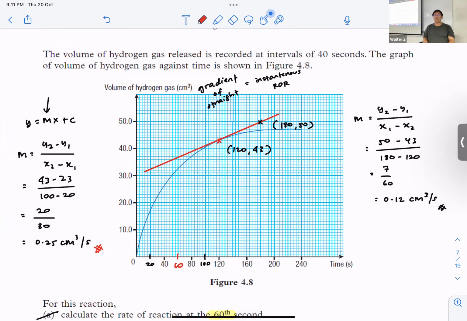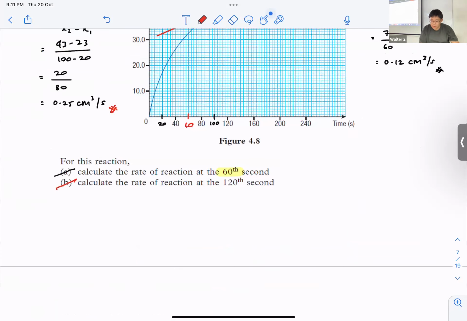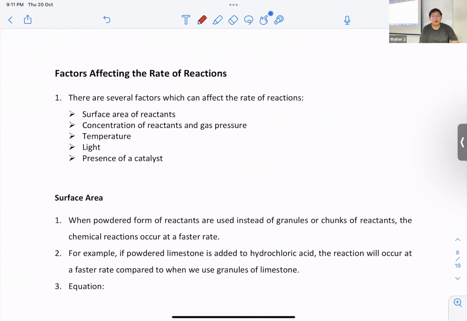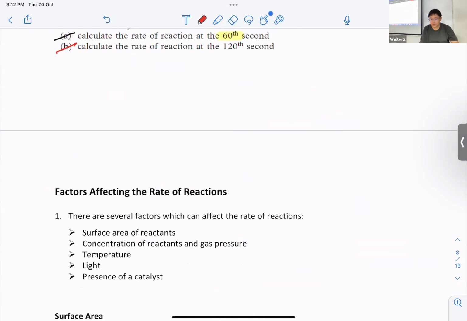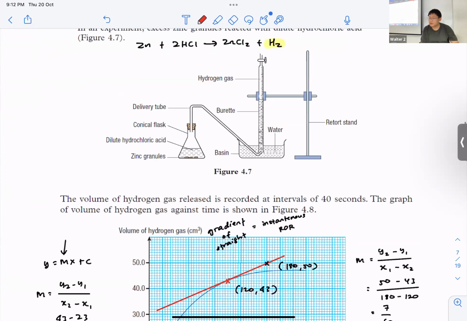No, all good? Okay, if you can, then we're going to move on to the next topic already, which is called the factors affecting rate of reaction. Okay, now for the next part, no more calculations. The calculation part stops here.